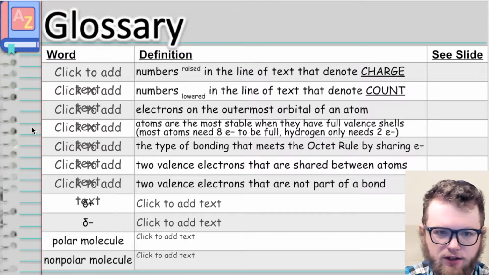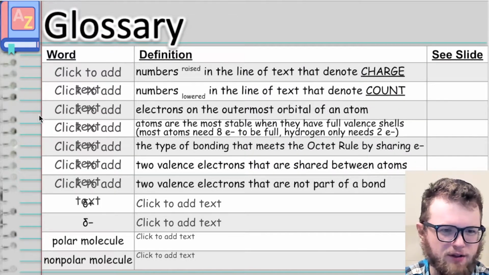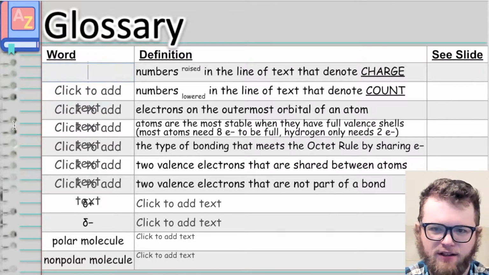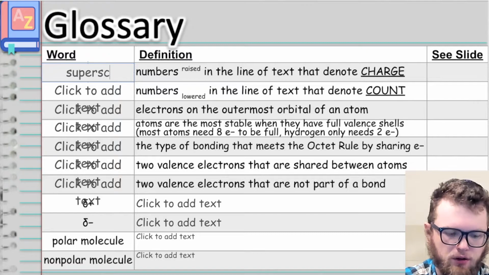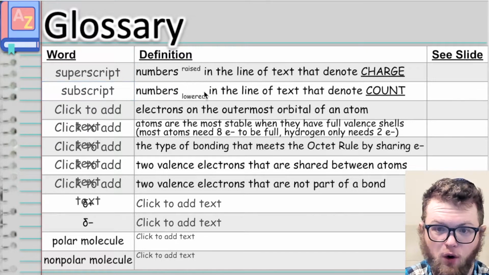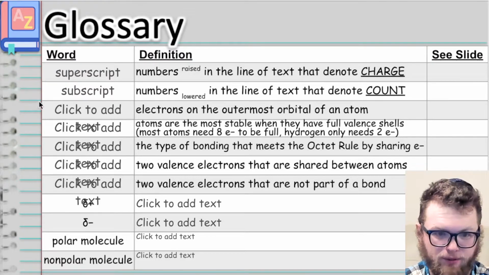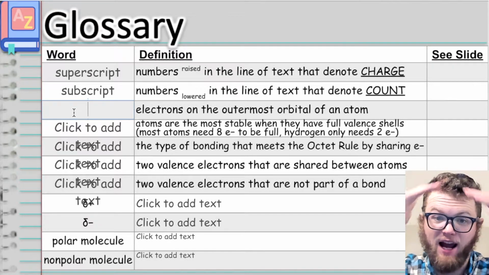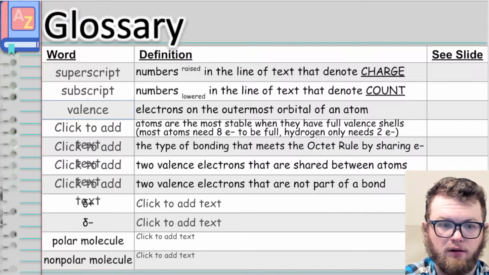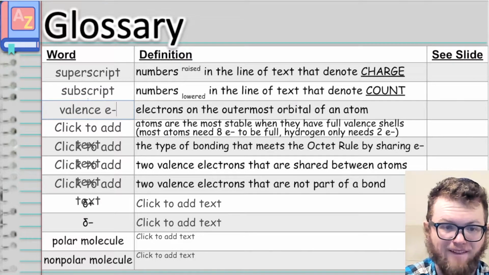Okay, let's start off with the glossary just as a means of review. Numbers that are raised in the line of text that denote charge are superscript numbers. Subscript numbers are numbers lowered in the line of text that denote count. Electrons on the outermost orbital on the outside of an atom are valence electrons.